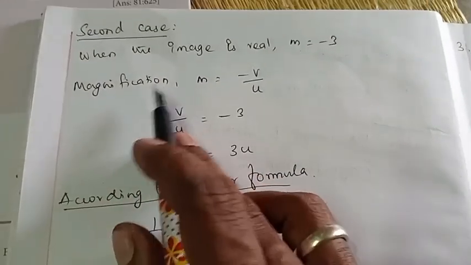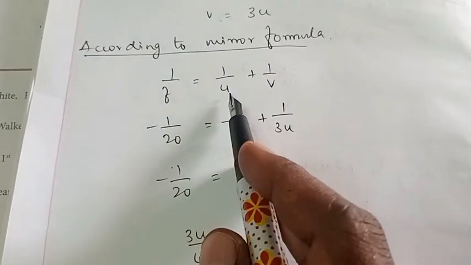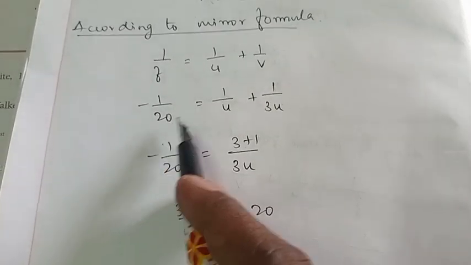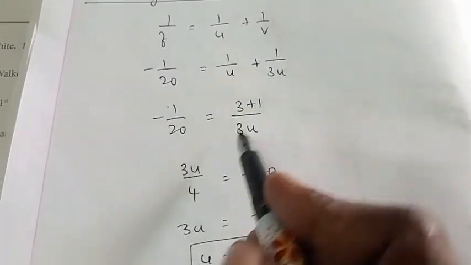So in the second case, when the image is real, m is equal to minus 3. Magnification m is equal to minus v by u, so minus v by u is equal to minus 3, v is equal to 3u, the minus signs cancel. According to the mirror formula, 1 by f is equal to 1 by u plus 1 by v. Minus 1 by 20 equal to 1 by u plus 1 by 3u. Taking LCM 3u, multiply with 3, the 3u cancels, plus 1. So 3 plus 1 is 4.